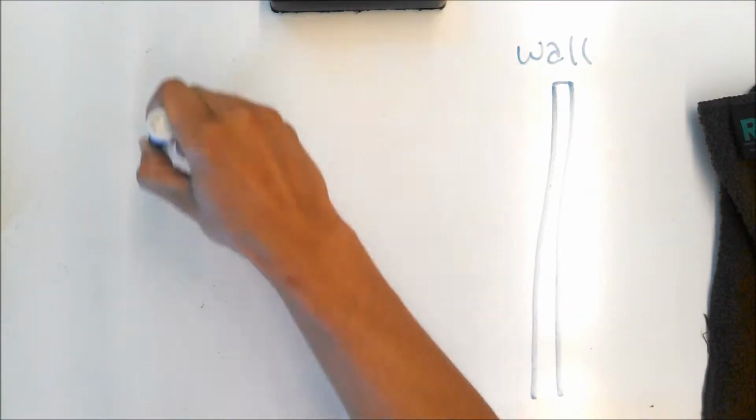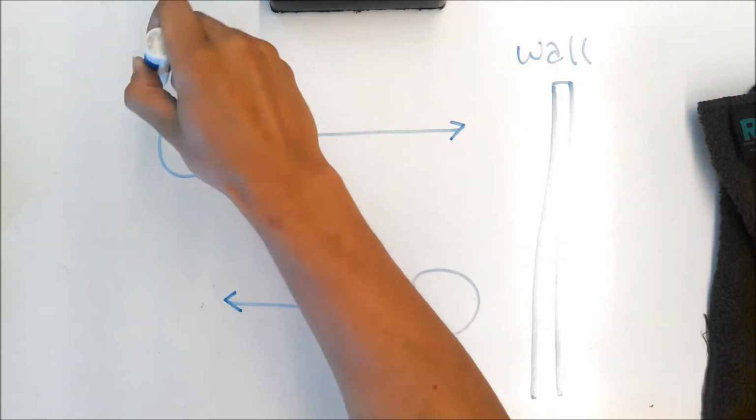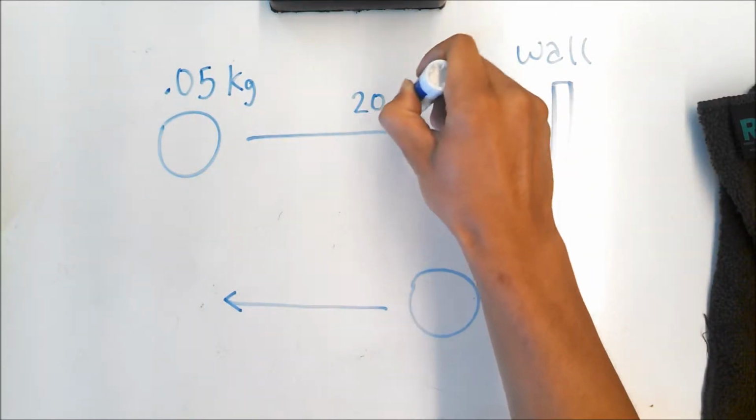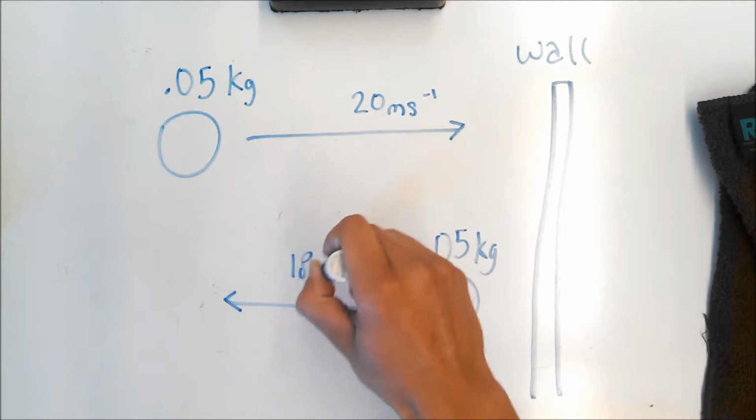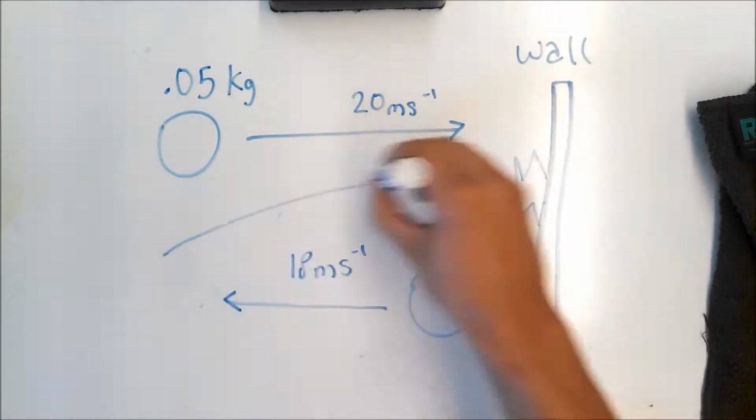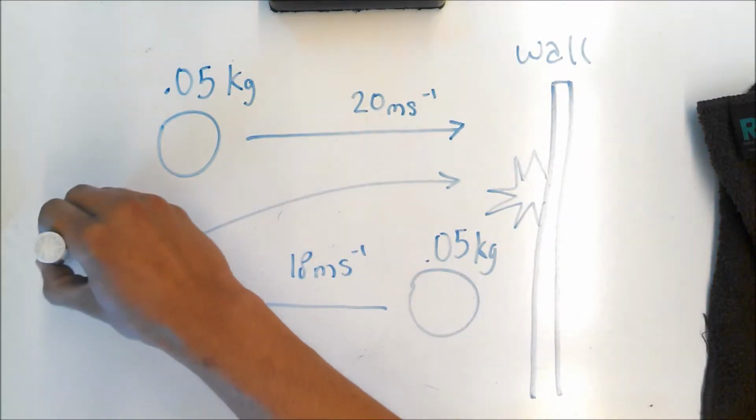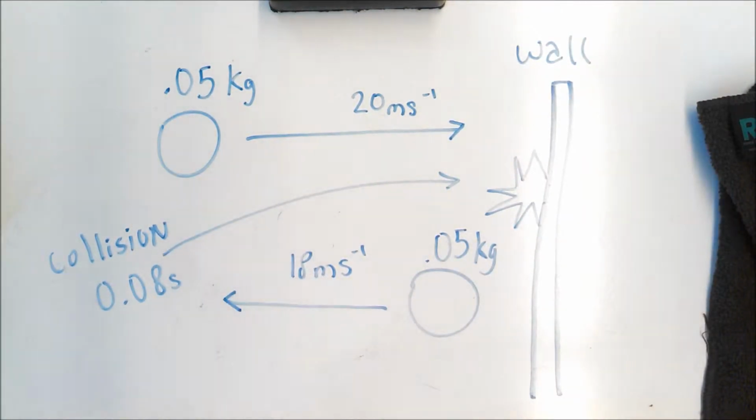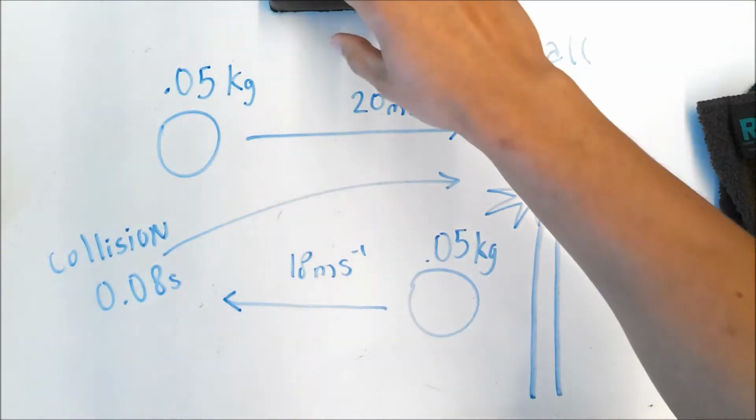My problem is about linear momentum, and in this situation, a rubber ball of mass 50 grams is being thrown towards a vertical wall. It will strike the wall at a horizontal speed of 20 meters per second and bounce back with a horizontal speed of 18 meters per second, as shown in the diagram. The ball is in contact with the wall for 0.080 seconds.